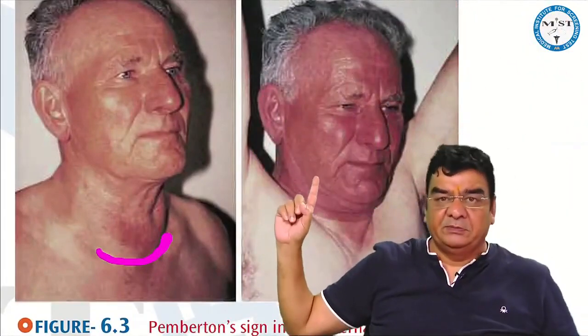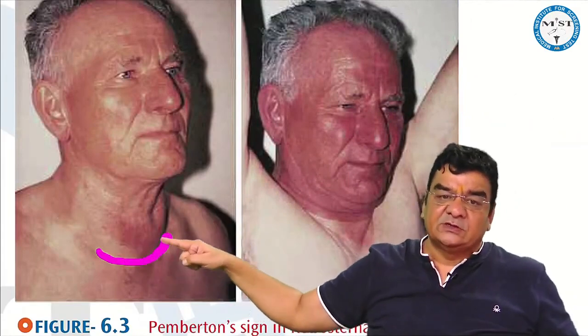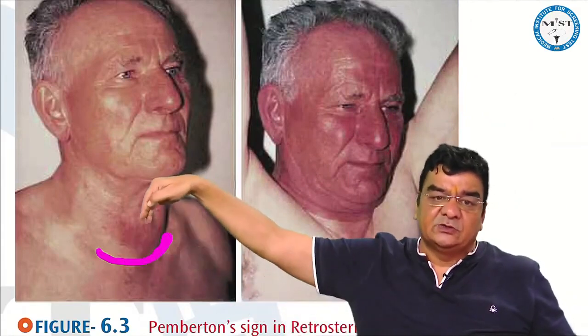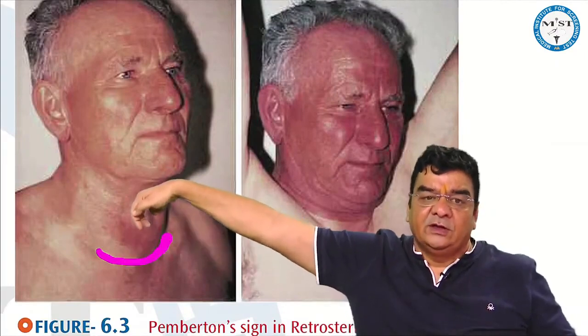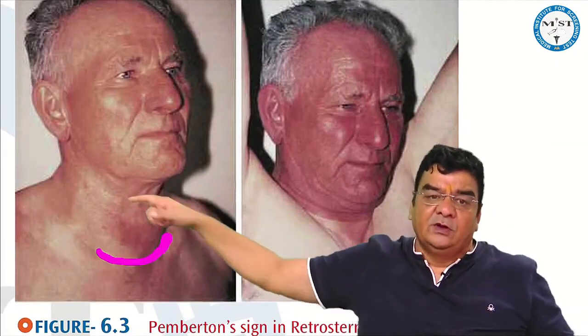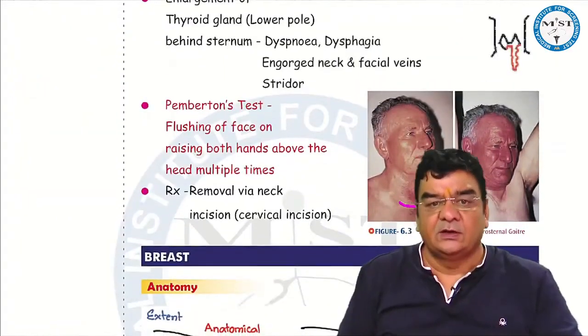We can elicit Pemberton's test, wherein there is flushing of the face on raising both the hands above the head multiple times. These retrosternal goiters can be removed just by a cervical or neck incision. The surgeon has to put the fingers behind the sternum, pop the retrosternal goiter into the neck, and this can be removed. No need to open the sternum to remove the retrosternal goiter.